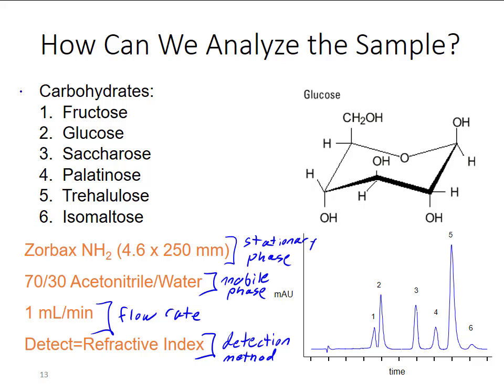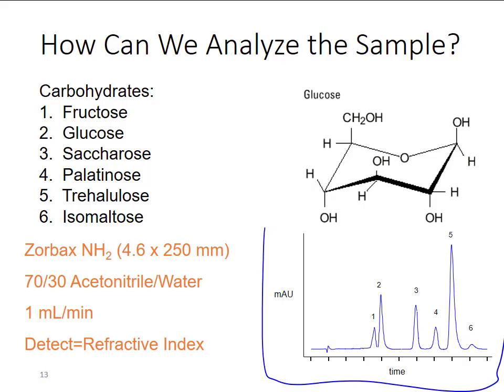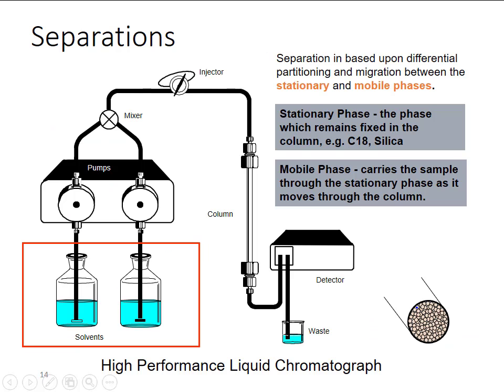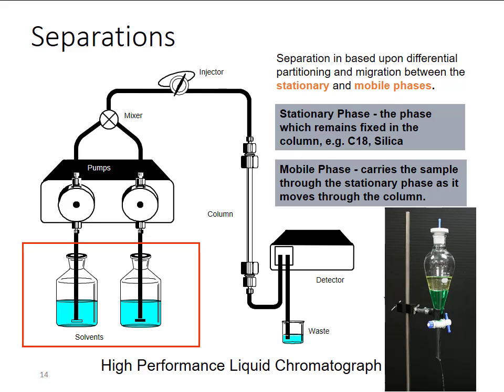The result of injecting a mixture of 6 carbohydrates into an HPLC is a chromatogram shown here. In the chromatogram, I can see peaks corresponding to each component of my mixture separated. The area under each peak is proportional to the amount of that solute. Separation in chromatography is based upon differential partitioning and migration of each solute between the stationary and mobile phases.